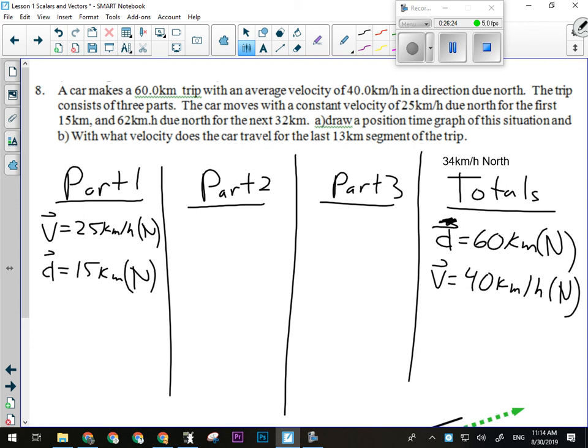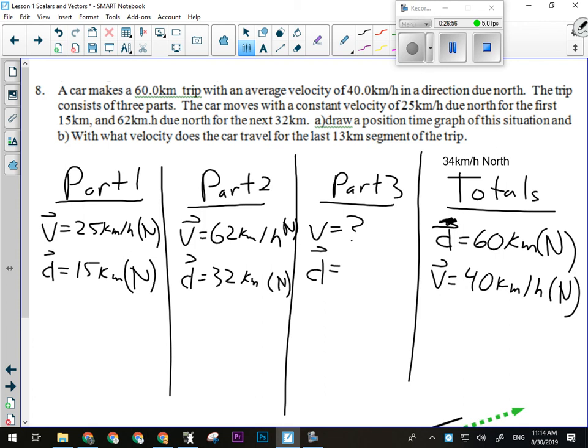All right, in part 2, the car moves with a constant velocity of 62 kilometers per hour. And for the next 32 kilometers. Okay, and then it says, with what velocity does the car travel? So we're looking for this during the third part, which it tells us is 13 kilometers.